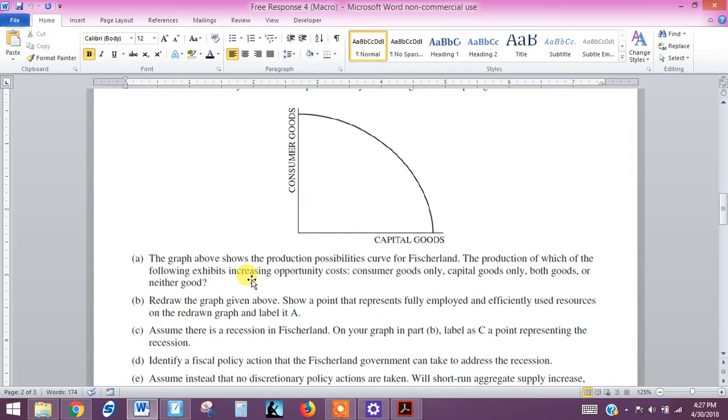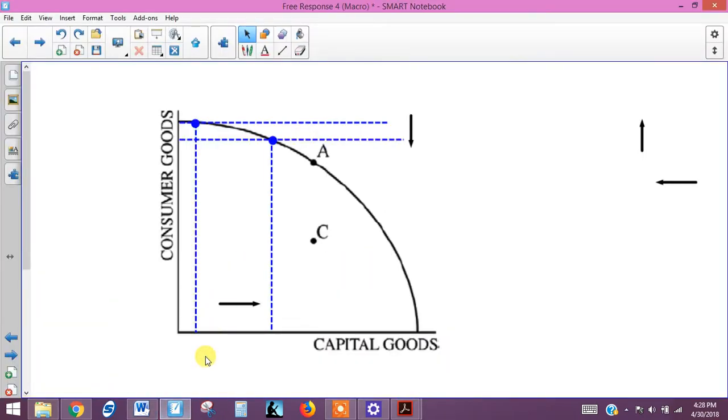does this graph or diagram exhibit increasing opportunity cost for consumer goods only, capital goods only, both goods, or neither? So does this diagram exhibit increasing opportunity cost for both of the goods that are on the vertical and horizontal axis? And the short answer is yes, they are. But I want to show you why that is as sort of a review here.